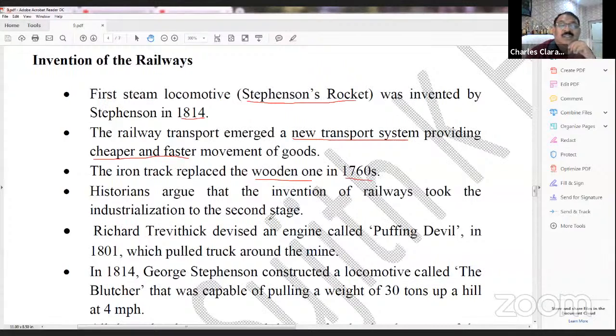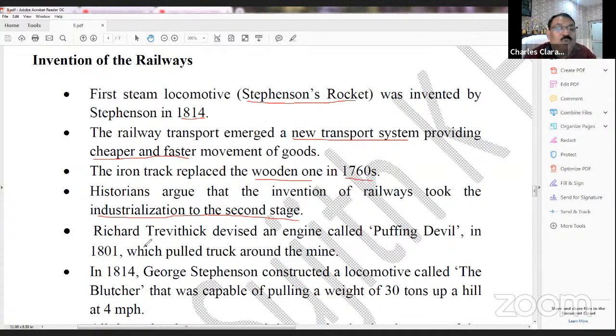Historians argue that the invention of the railway took industrialization to the second stage. Once the railway started, the Industrial Revolution went to the second stage. I told you the first stage was till 1850, and when the railway started properly, not with wooden ways but actually moving on iron tracks, it took the Industrial Revolution to a higher place.